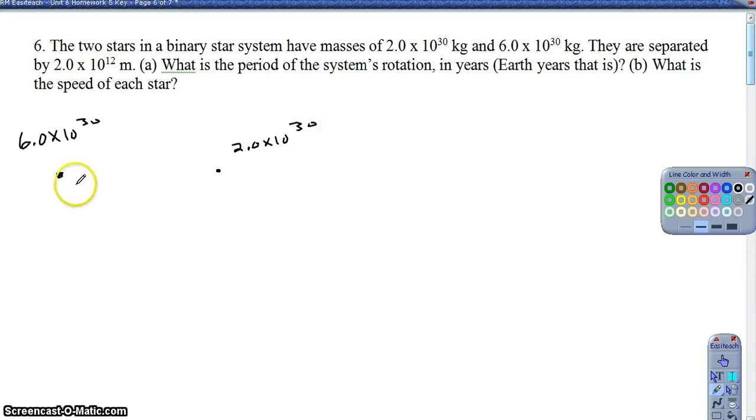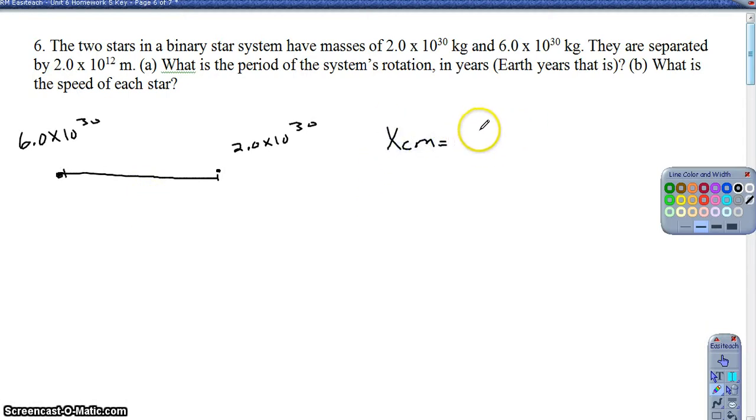One of the key concepts here is you need to be pretty comfortable thinking about the center of mass. I know the total separation between these two is 2.0 times 10 to the 12th. But I want to think about where the center of mass for the system actually is. In general, I know it would be closer to the heavier object, but I want to find out exactly how far from the larger star it is and how far from the smaller star it is. That goes back to how we calculate the center of mass.